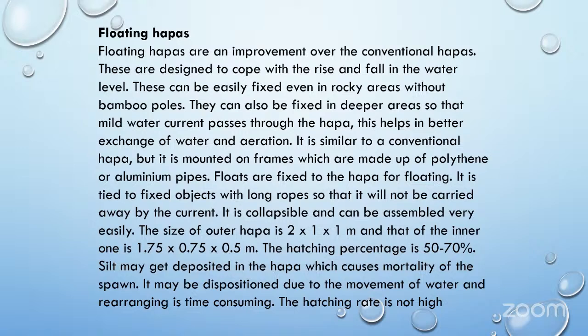Now, next, let us look into floating harpas. Floating harpas are an improvement over the conventional harpas. These are designed to cope with the rise and fall in the water level. These can be easily fixed even in rocky areas without bamboo poles. They can also be fixed in deeper areas so that mild water current passes through the harpa. This helps in better exchange of water and aeration.